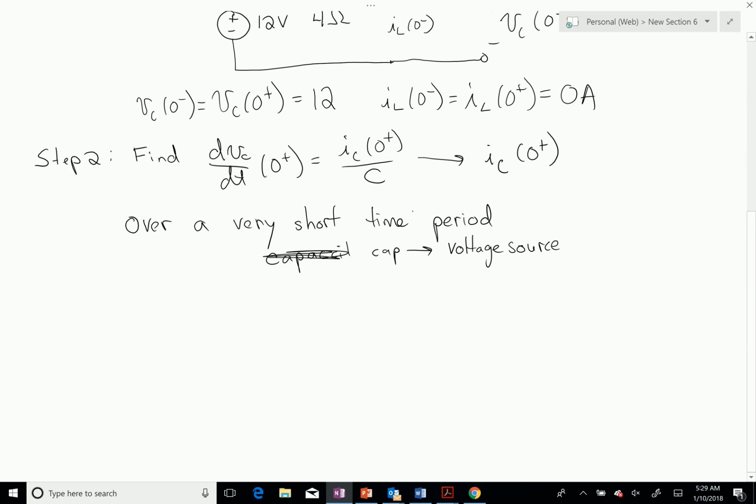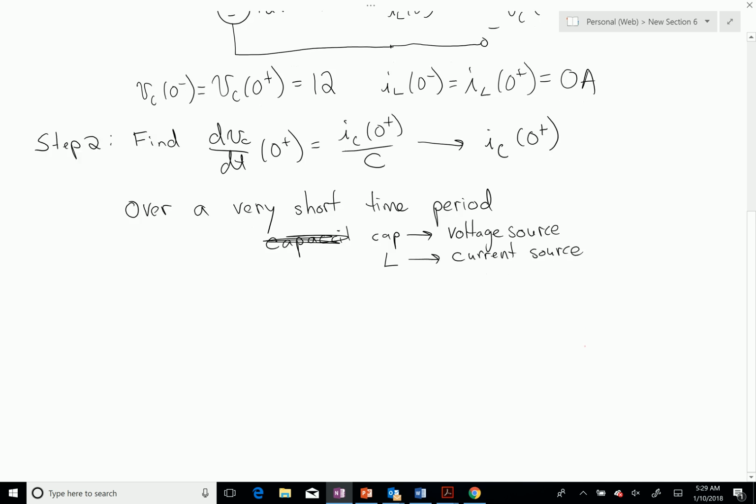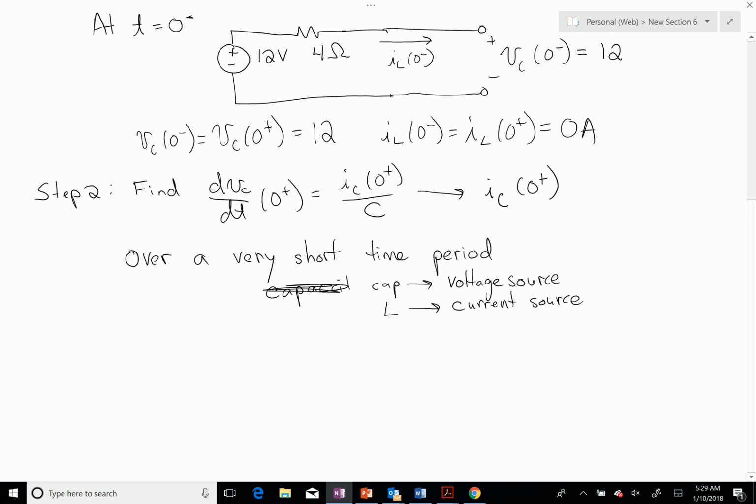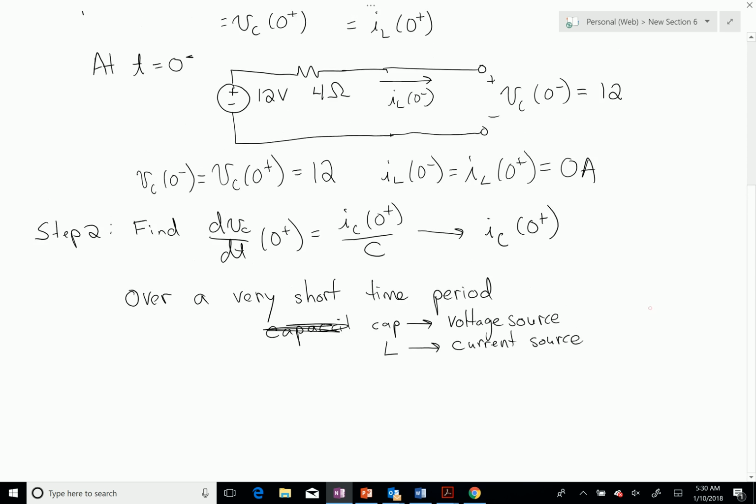Now, similarly for an inductor, for an L, the current in the inductor is constrained to a particular value over a short time. So that means that it looks sort of like a current source. Okay, so I need to draw in the circuit as it should be represented.